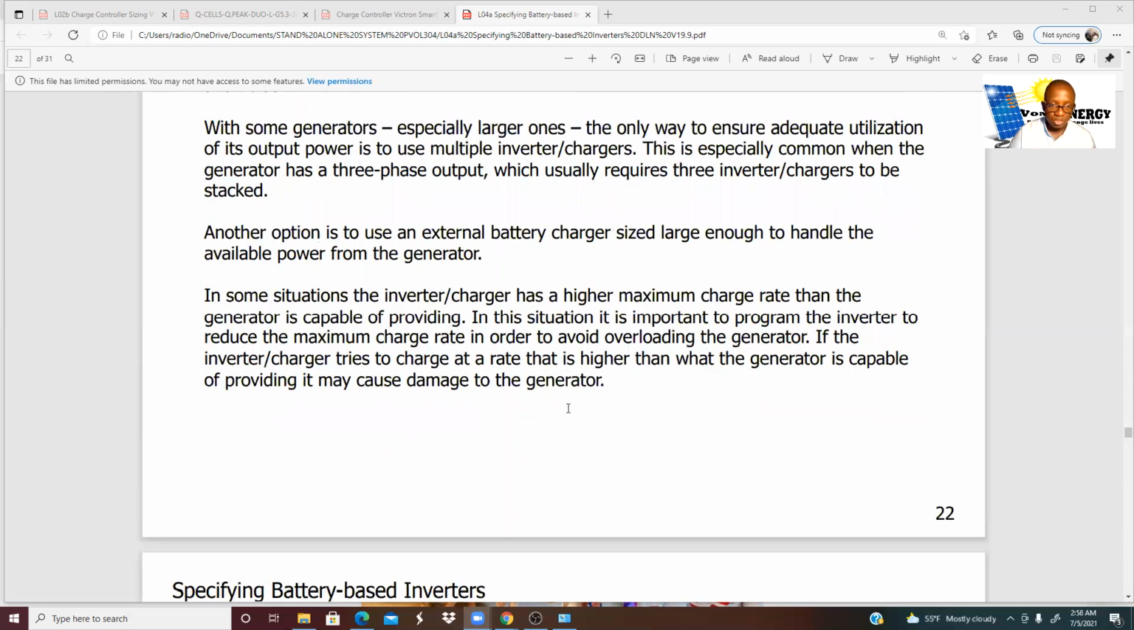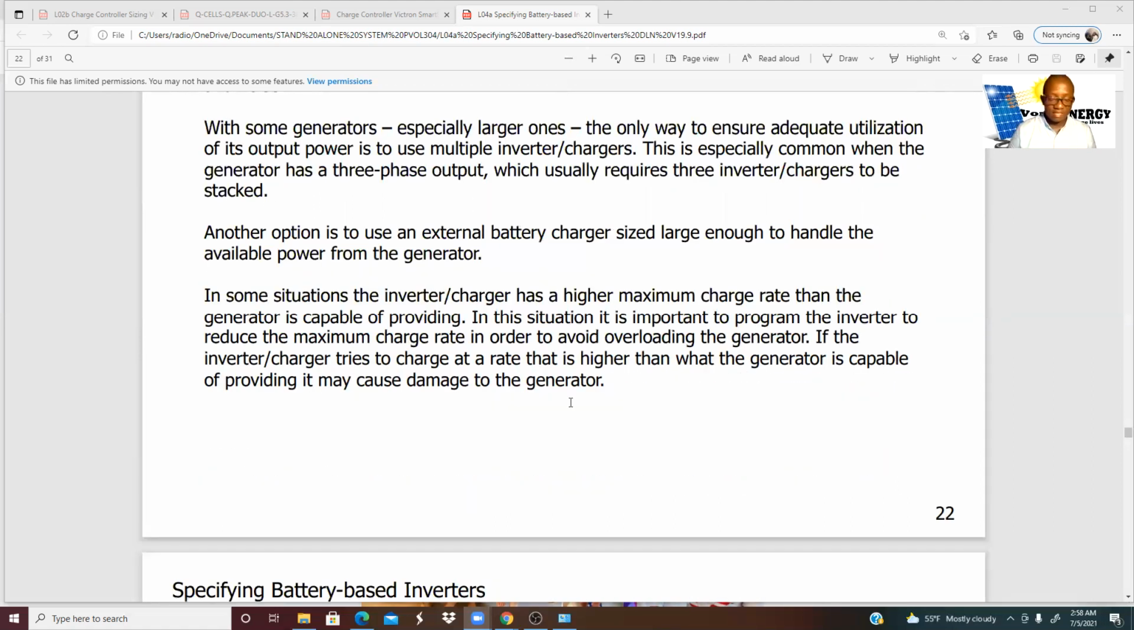In some situations, the inverter charger has a higher maximum charge rate than the generator is capable of providing. In this situation, it is important to program the inverter to reduce the maximum charging rate in order to avoid overloading the generator. If the inverter charger tries to charge at a rate that is higher than what the generator is capable of providing, it will cause damage to the generator.